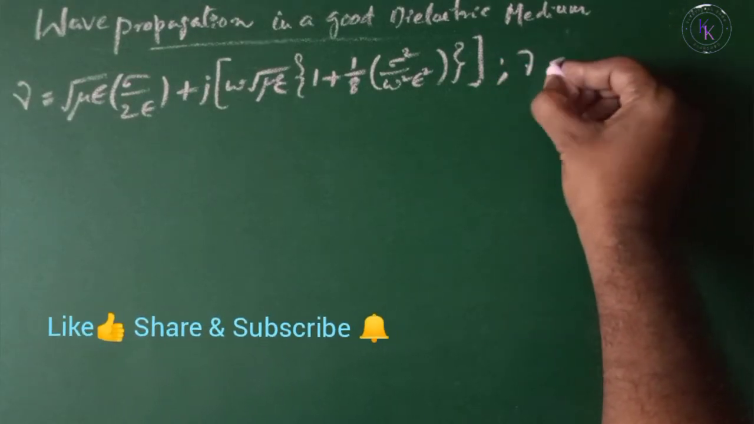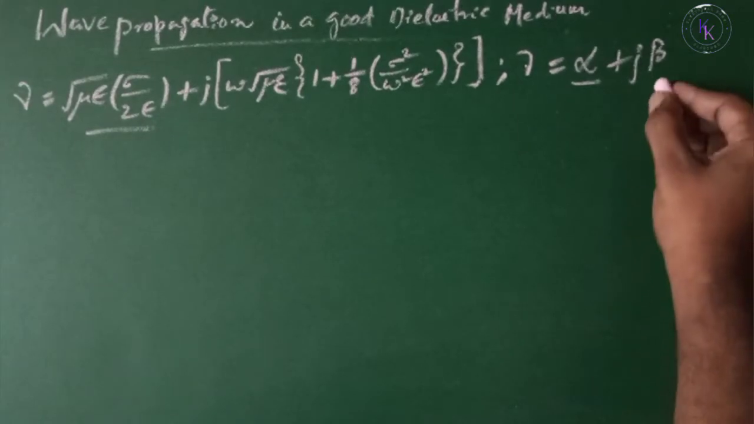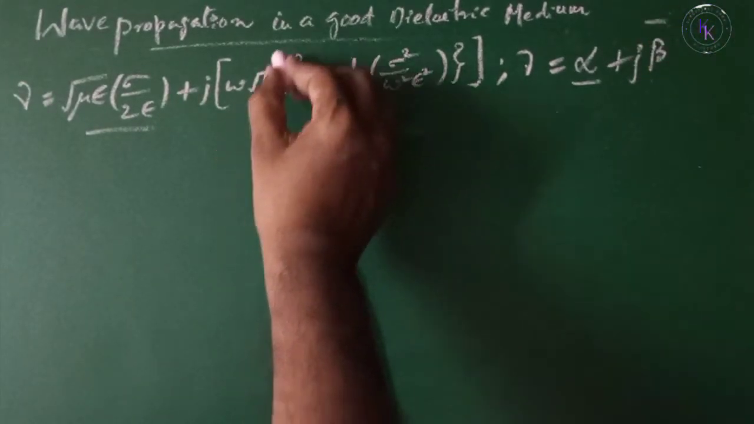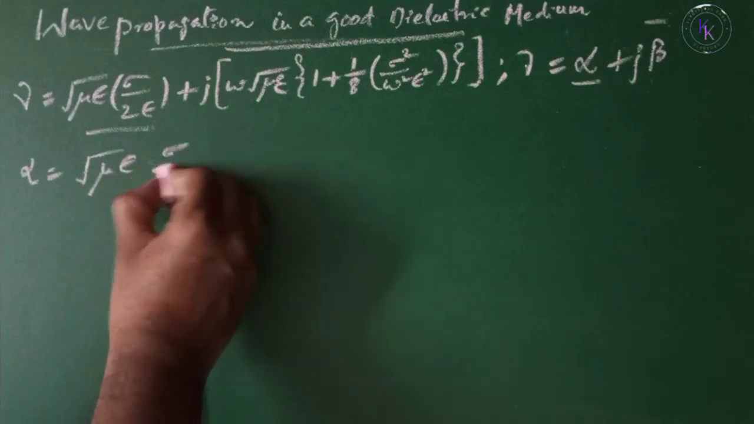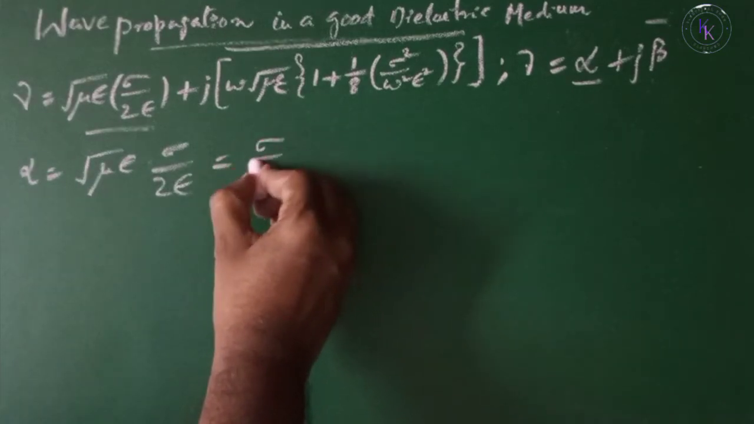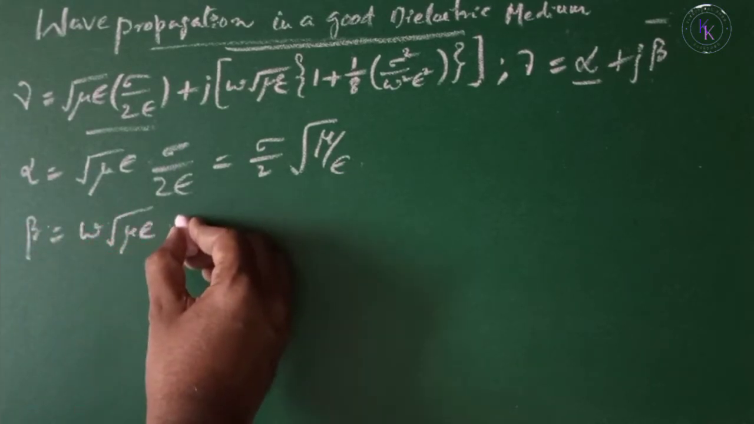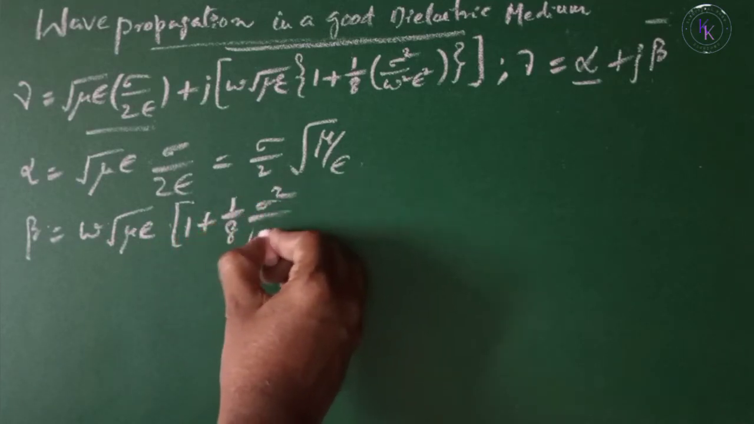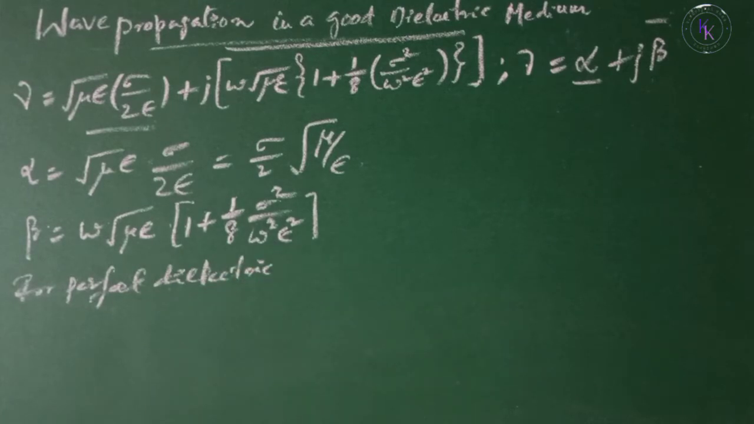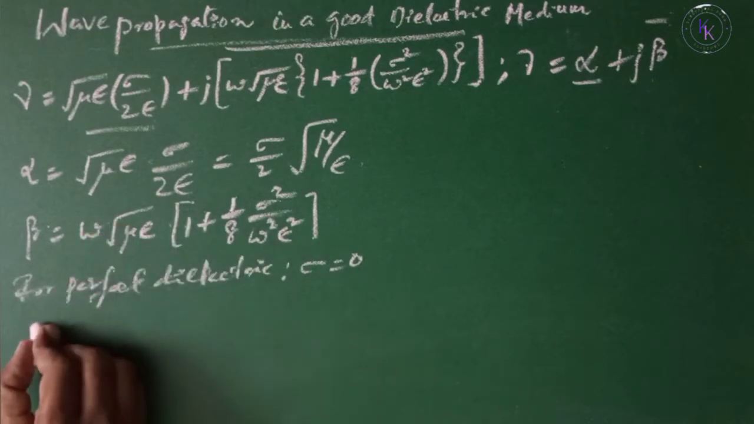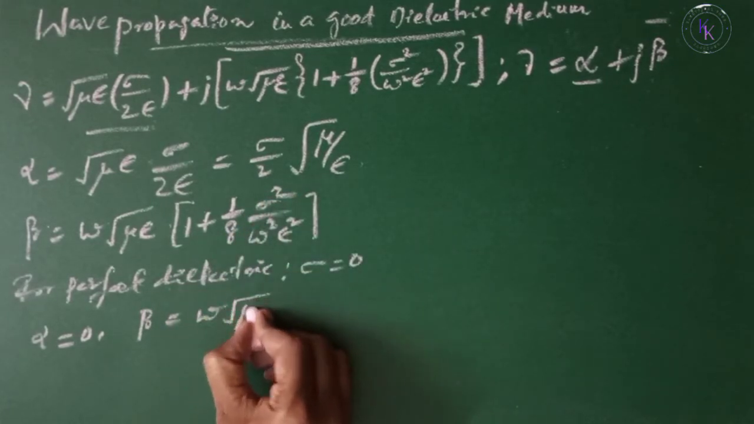Now compare this with the relation gamma equals alpha plus j beta, where alpha is the attenuation constant, the real part, and beta is the phase constant, the imaginary part. So alpha equals sigma by 2 times square root of mu by epsilon, and beta equals omega square root of mu epsilon times (1 plus 1 by 8 sigma square divided by omega square epsilon square). For a perfect dielectric, that is conductivity sigma equals 0, alpha equals 0 and beta equals omega square root of mu epsilon, since the second term is 0.